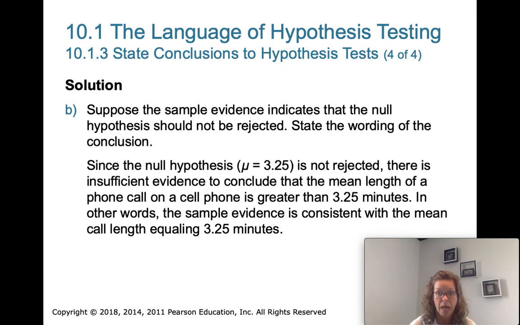Suppose that our evidence indicates that the null should not be rejected. We are going to say the null hypothesis is not rejected. We're not going to say we accept the null. We're just going to say we don't reject it because there's insufficient evidence to conclude that the mean length of time is greater than 3.25 minutes. Okay? So we're just going to say, you haven't given me enough to change my mind, so I'm not rejecting my null hypothesis.